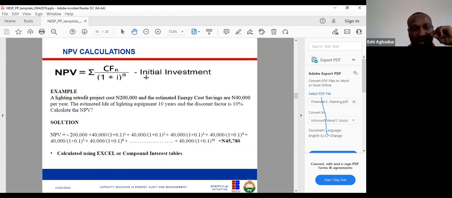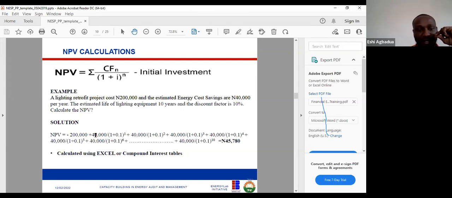So a basic example is here. A lighting retrofit. We want to change incandescent lights to LED. You can see the estimated energy cost saving per year is 40,000. The estimated life, a typical LED can last up to 10 years. And of course, there is a discount factor of 10% here. Using this formula, this 200,000 is the initial cost for the initial investment.